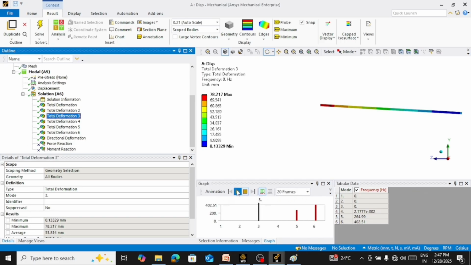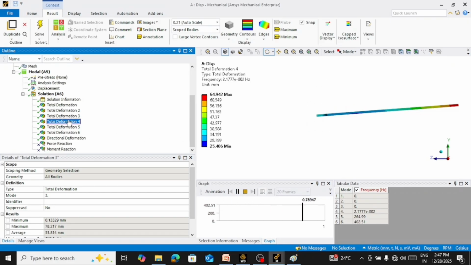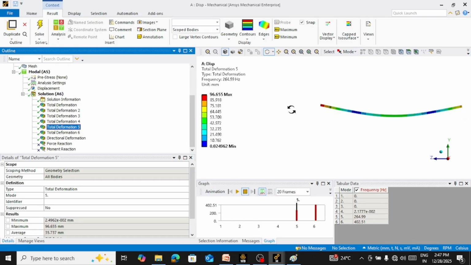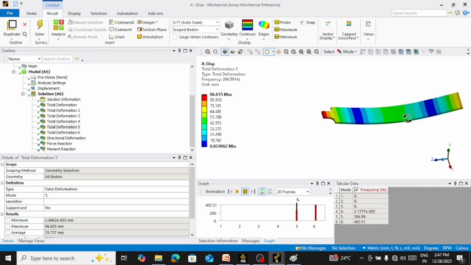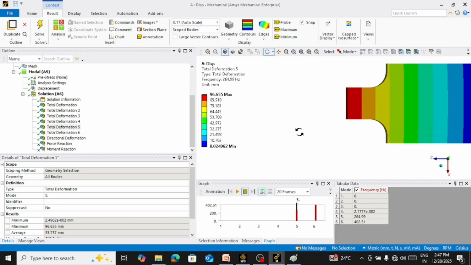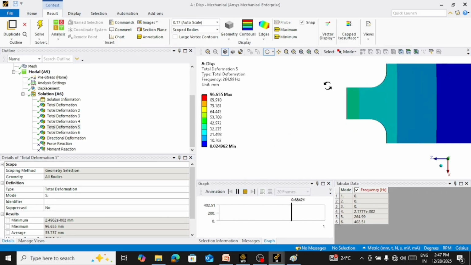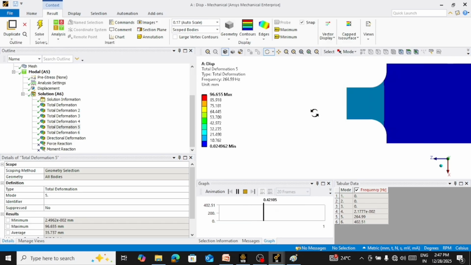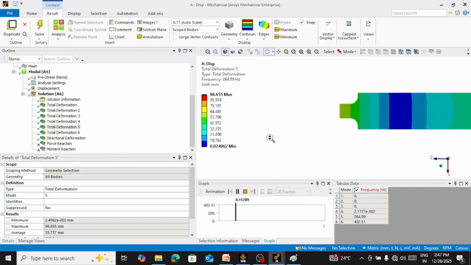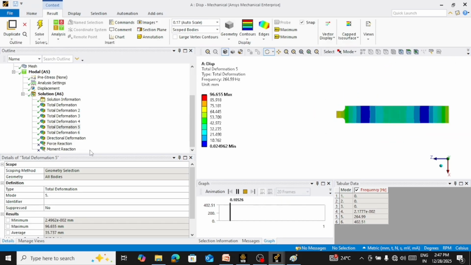this is moving freely, this is also moving freely, because we have applied the boundary condition in here, and this is moving in this case also. And in fifth, when we see, if we look at this face here, we can observe that this face is not moving in x direction, this is constrained in x direction.